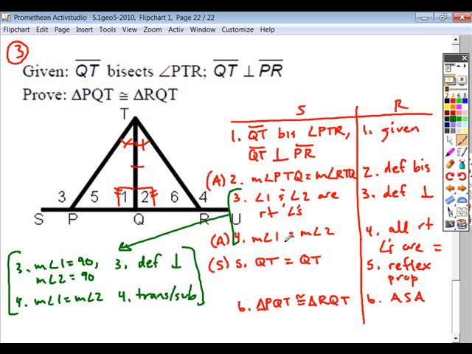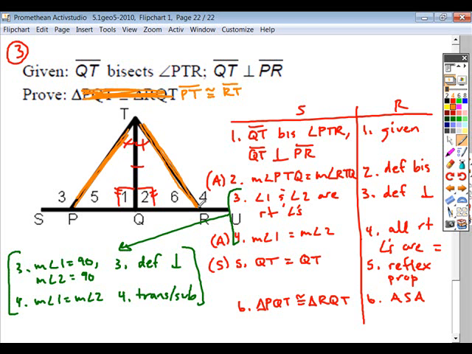I want to take a hypothetical. Let's say instead of asking you to prove that the triangles are congruent, let's say they ask you to prove that PT is congruent to RT. All right, if you're asked to prove that pieces of two triangles are congruent to each other, so can we show that PT and TR are equal?